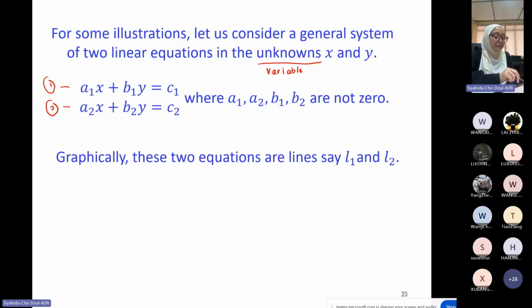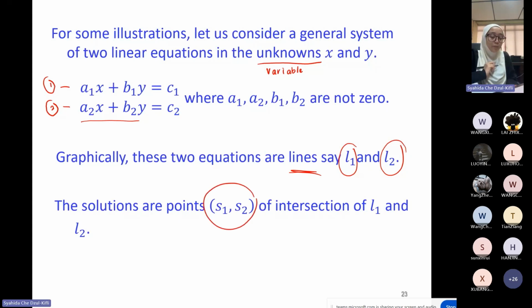Okay, before that, graphically, let's say L1 denotes the line for linear equation 1, and L2 is the line for the second linear equation. Then the solutions are the points, two-tuples with two components, of intersections of L1 and L2. There are three possibilities.